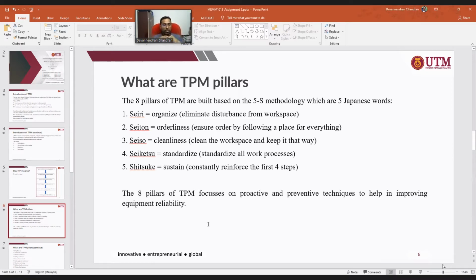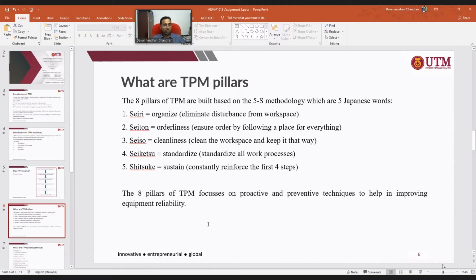The total of 8 of them. The TPM pillars are built on the 5S methodology. The 5S methodology refers to 5 Japanese words. Firstly is seiri, which means organize. It means to eliminate disturbance from the workplace. The second Japanese word is seiton, which means orderliness. This refers to ensuring order by having a place for everything.